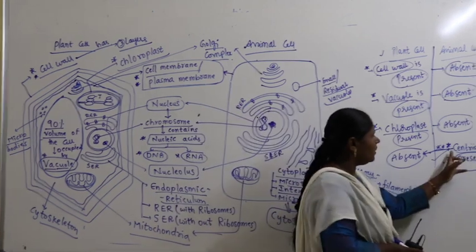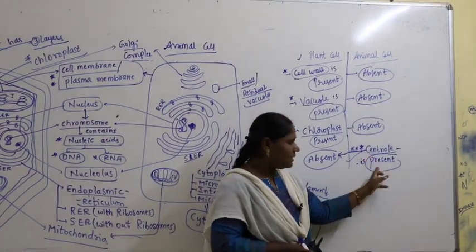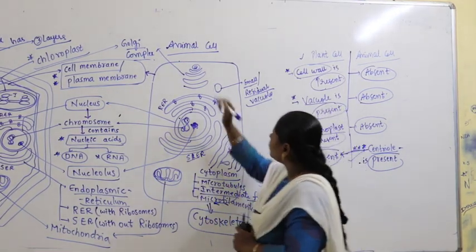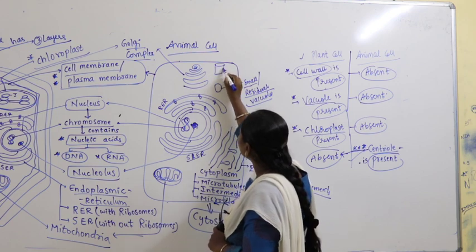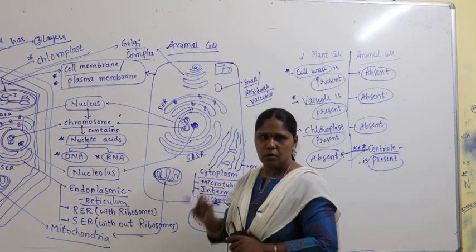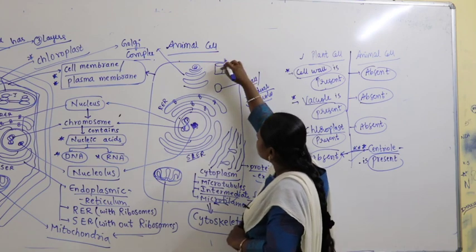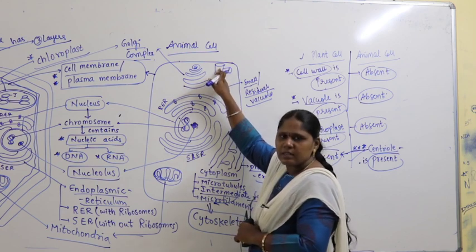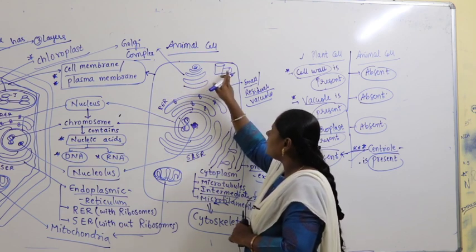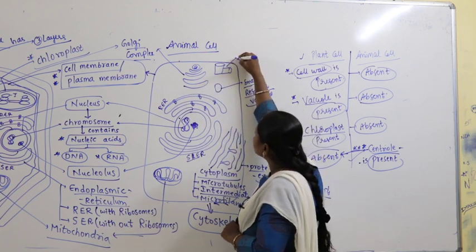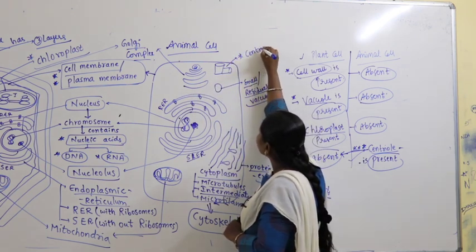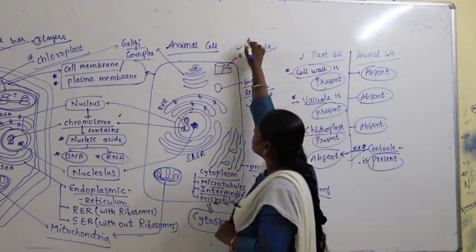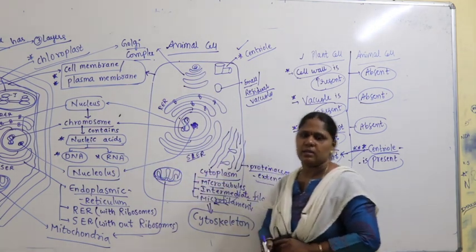Coming to animal cell, let's come to a very important point. What is that? Centriole. Centriole is present in animal cell, absent in plant cell. Let us draw it somewhere here. This is the structure of the cell organelle called centriole. Here are two transverse cylindrical structures, one cylindrical structure perpendicular to the other. This is what is called a centriole. It is present in animal cell, absent in plant cell.